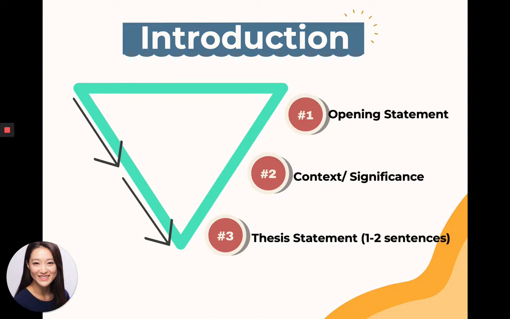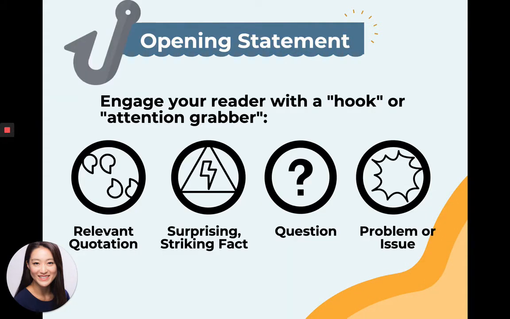Now, you might be wondering why it's an upside down triangle, and that's because the introduction moves from general to very specific. We have a general opening, and we slowly guide the reader to a very specific thesis statement. So let's start with the opening statement.